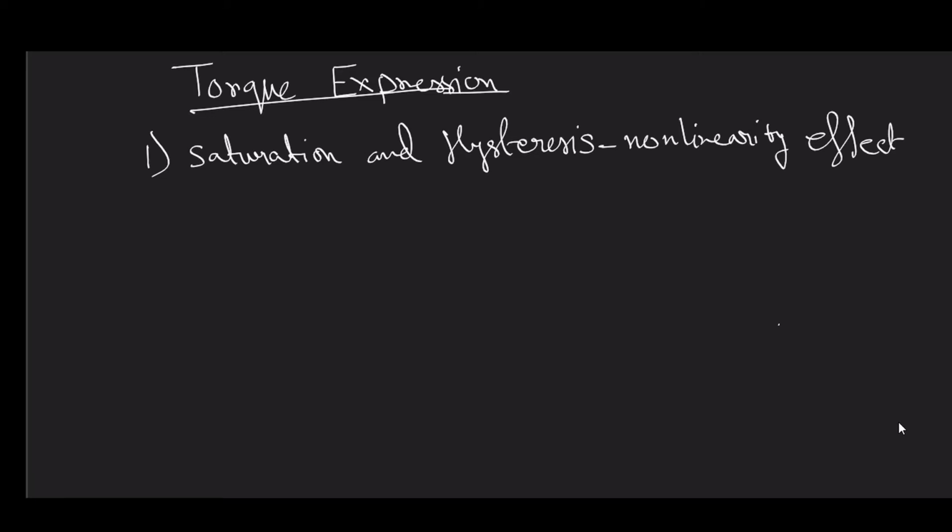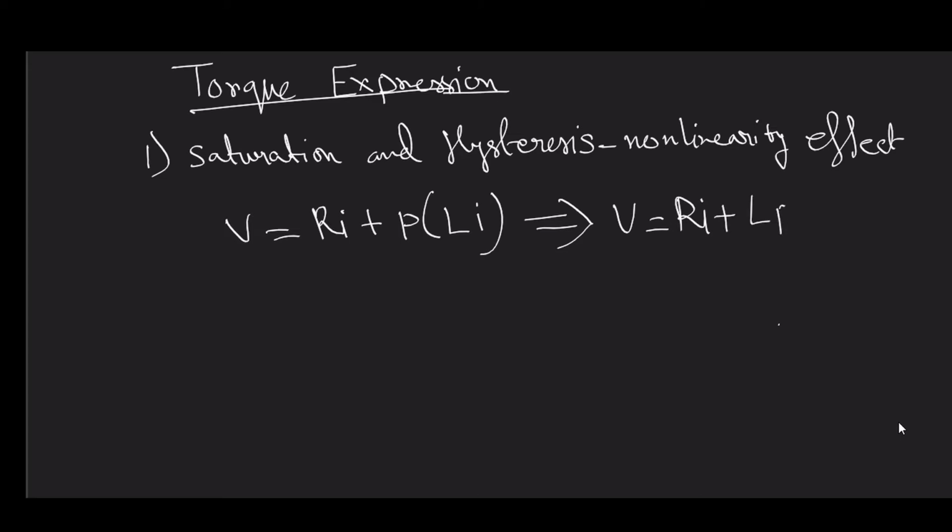So the inductor model we are considering is lossless. That is very important. So for the total process, we can write the equation V is equal to Ri plus d(Li)/dt. And if you consider that inductance is constant during the entire process, it becomes V is equal to Ri plus L di/dt.